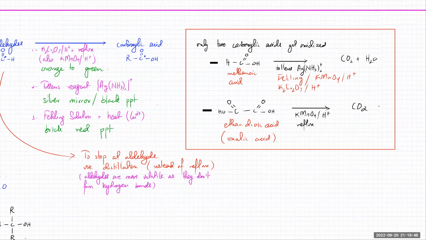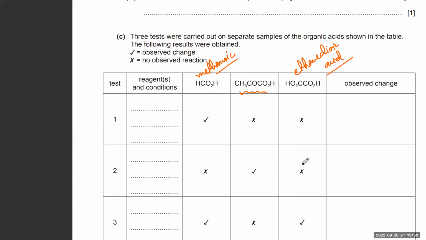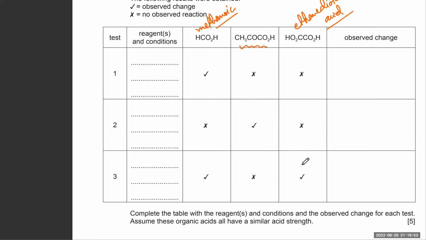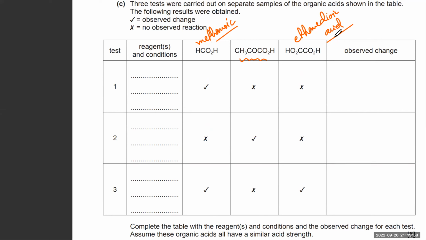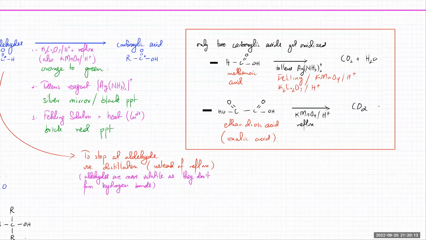So if you look at the chart over here in the question, it's got something to do with that because he's talking about methanoic acid and he's talking about ethanedioic acid as well. So when does methanoic acid get oxidized and the ethanedioic acid does not get oxidized? Remember, ethanedioic acid gets oxidized only by acidified potassium manganate(VII), and that one gets oxidized by manganate(VII) as well.